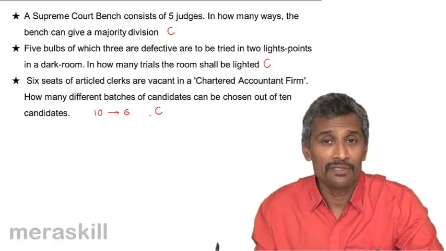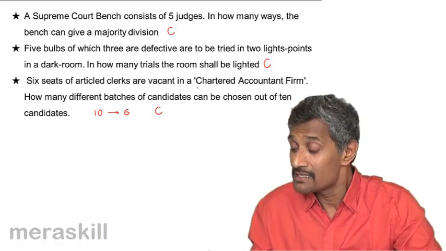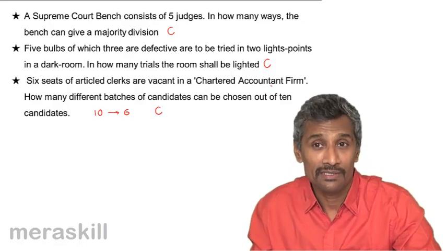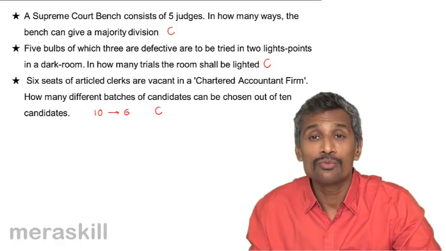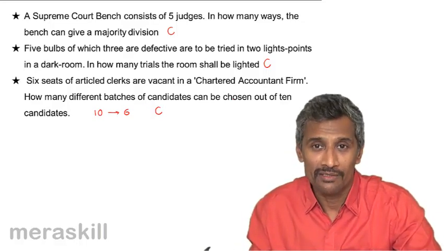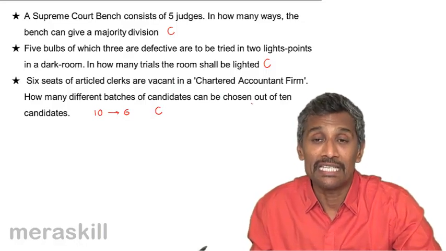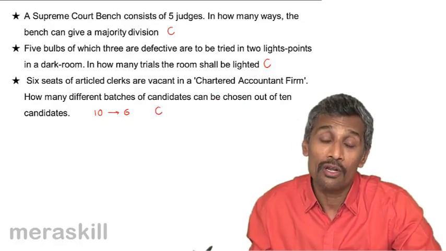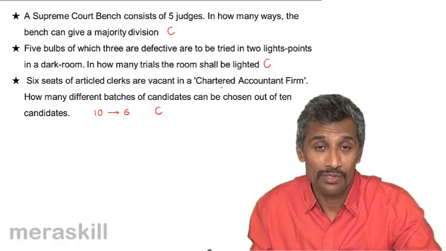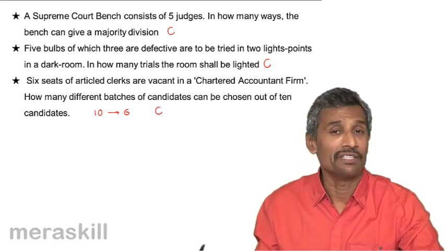Let's take a little bit of a deviation from this. Suppose 6 seats of article clerks are vacant in 6 chartered accountant firms, and you need to choose the 6 from among 10. Now here, who goes to which chartered accountant firm is important. The order is important in such a case because it's not just one single chartered accountant firm. So you could select A, B, C, D, E and F maybe. A could go to firm number 1, B could work, or you could change the order. It is a different process. So the arrangement is important. In that case, it becomes a permutation.